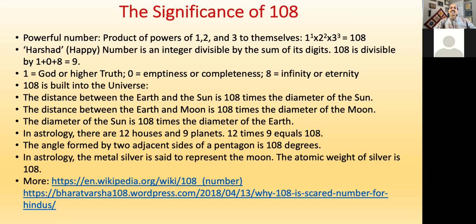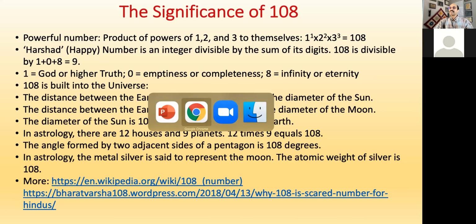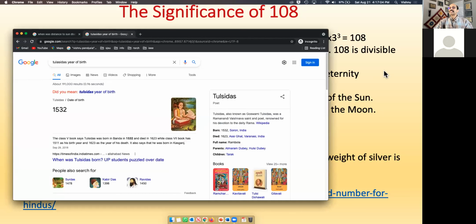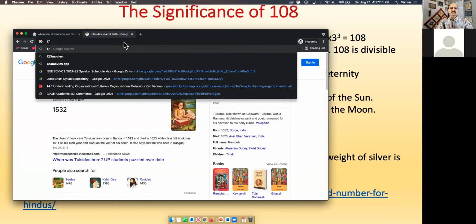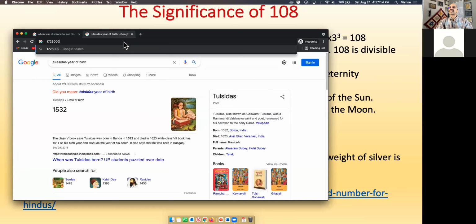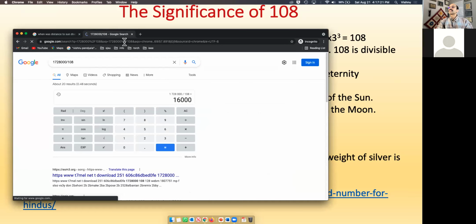So the longest yuga is the Satya Yuga. Very first? Yeah, the very first. And it has 17,028,000 years, which is a multiple of 108. Let us look at this. Okay, I can use the calculator here also, right? So 17,028,000 divided by 108 is 16,000. See, it is divisible by 108.